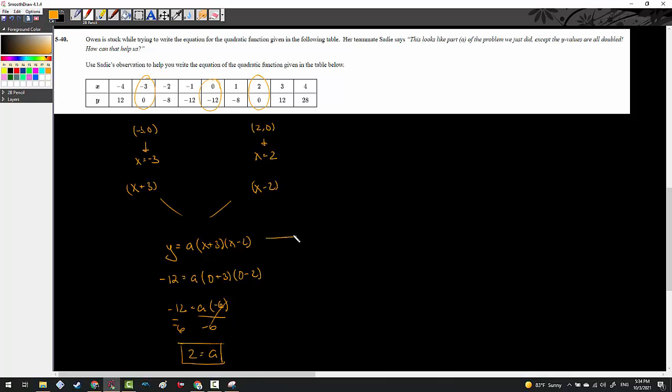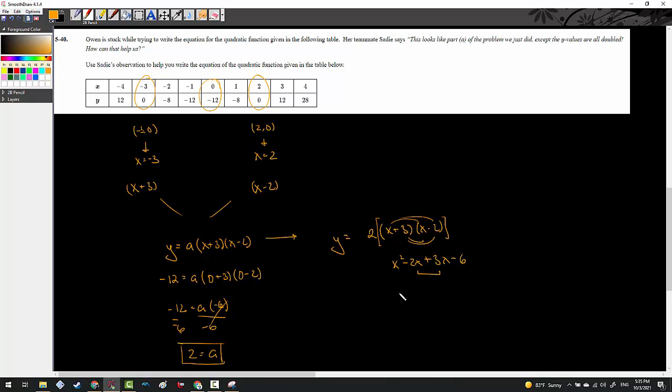And so now from here, what this tells me is that my equation is going to be 2(x + 3)(x - 2), which I'm going to go and multiply this guy out first before multiplying in the 2. That just seems to make my life easier, I think. But, that's just me. x squared minus 2x plus 3x minus 6.